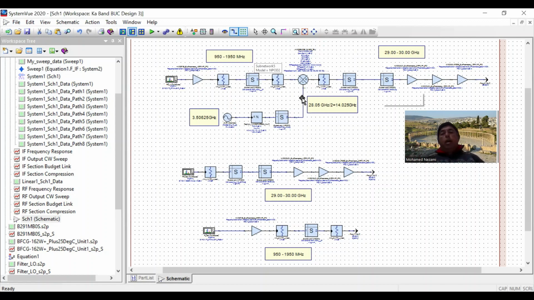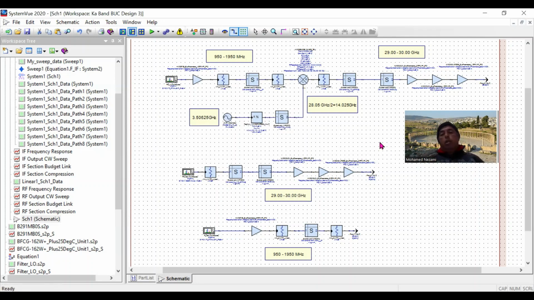And for today, this architecture is unique in the sense that it's a single conversion. I want to avoid double conversions, even though they make the filtering easier, because double conversions mean you've got two local oscillators, two upconversion stages, and that's a lot of complexity, it's harder to do, and more expensive.